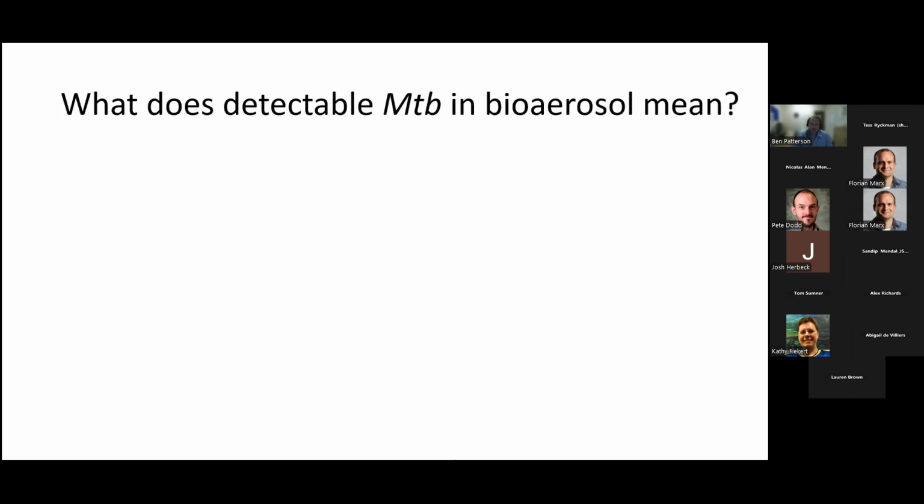Okay, so having published these 2 papers, we're obviously interested to think about what this really means. So the way I like to break this down is you can say when you're detecting TB in a bioaerosol, that can mean one of three things. So the first is if you have truly TB in aerosol, then that must imply that somebody's been exposed to TB at some point.